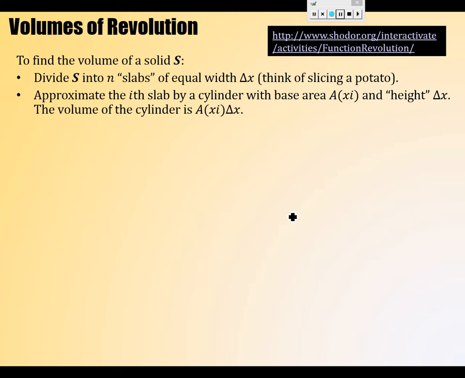So this will be the method. We'll cut up our solid into pieces and see if we can come up with some formula for the cross-sectional area of each piece. And if we can get that in terms of x as we move along the x-axis, then we'll just integrate. We'll add up all those cross-sectional areas.